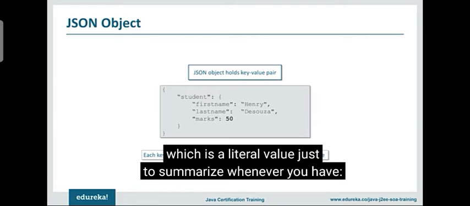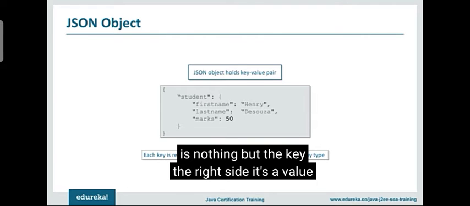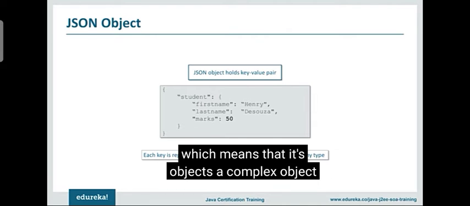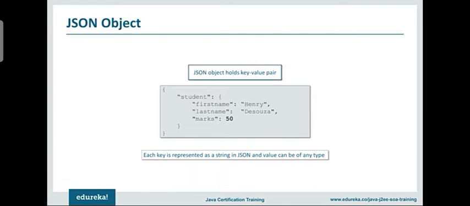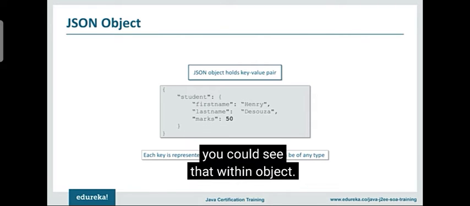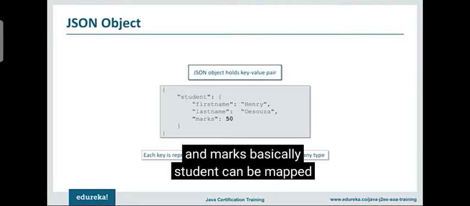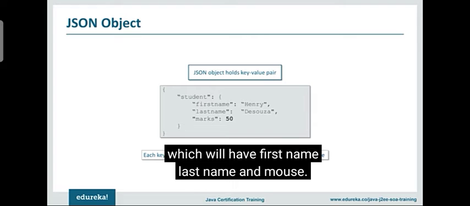Just to summarize, whenever you have a colon, the left side of the colon is nothing but the key. The right side is a value. And if you have a value starting with a brace, that means it's a complex object, or you have multiple things within it. So in this case, you could see that within an object, you have three things put in, like first name, last name, and marks. Basically, student can be mapped to some object in Java, which will have first name, last name, and marks.